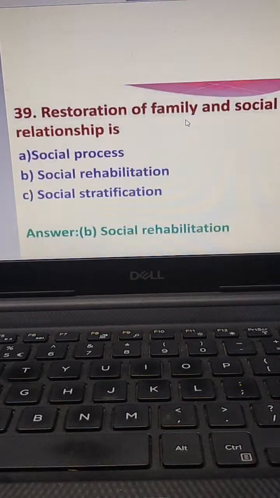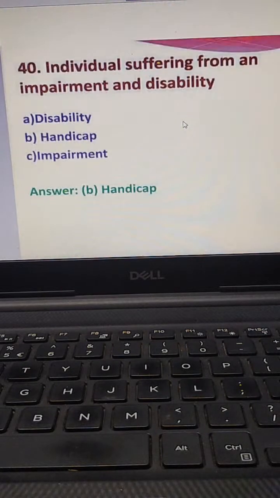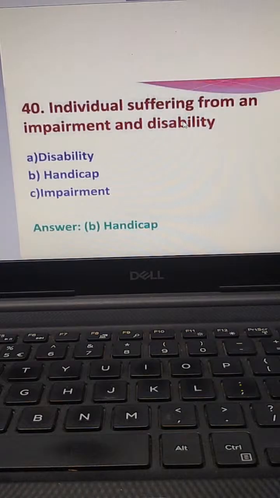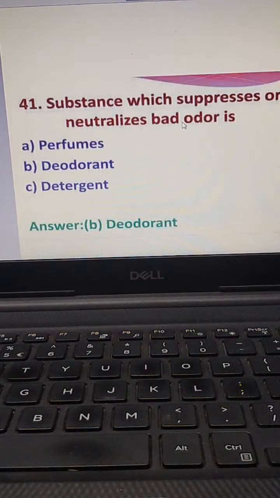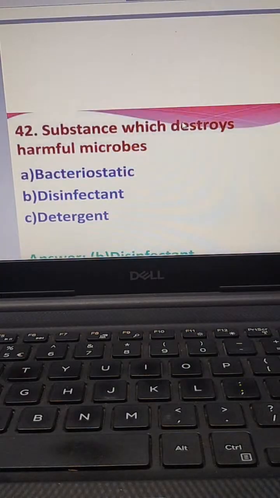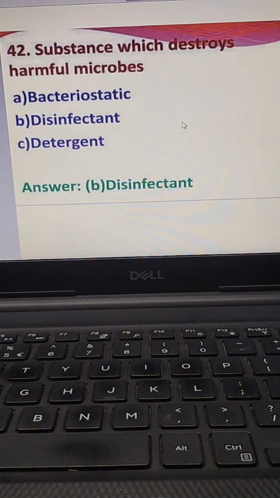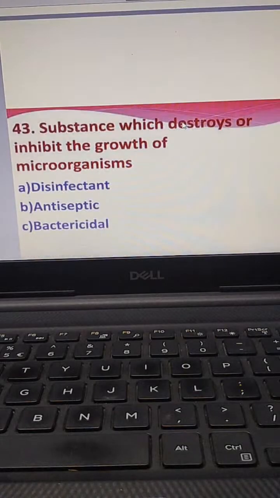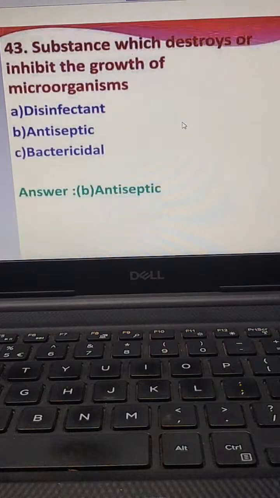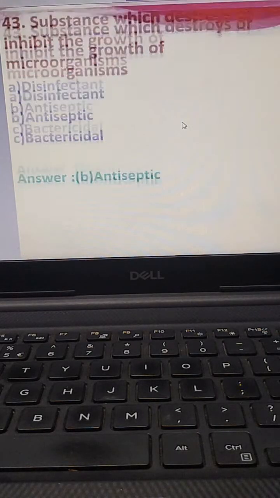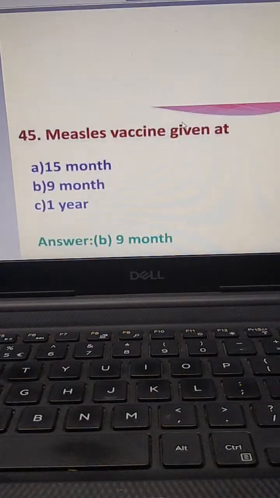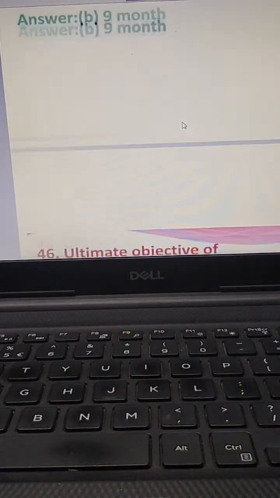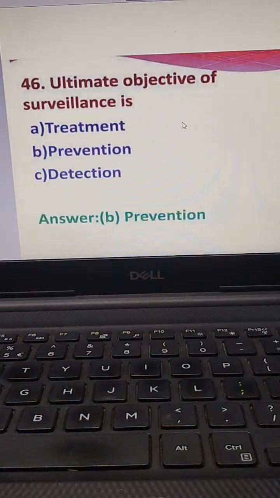Restoration of capacity to earn livelihood, vocational rehabilitation. Then restoration of family and social relationship, social rehabilitation. The next question, individual suffering from an impairment and disability, handicap. Then substance which suppresses or neutralizes bad odor, deodorant. Substance which destroys harmful microbes, disinfectant. Substance which destroys or inhibits the growth of microorganism, antiseptic. Then next, MMR vaccine is given at 15th month. The next question, measles vaccine given at 9th month. Then ultimate objective of surveillance, prevention.